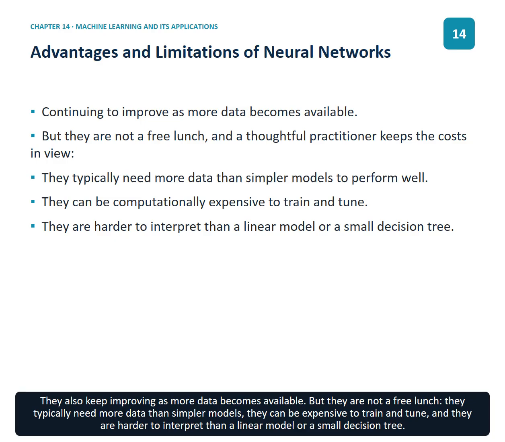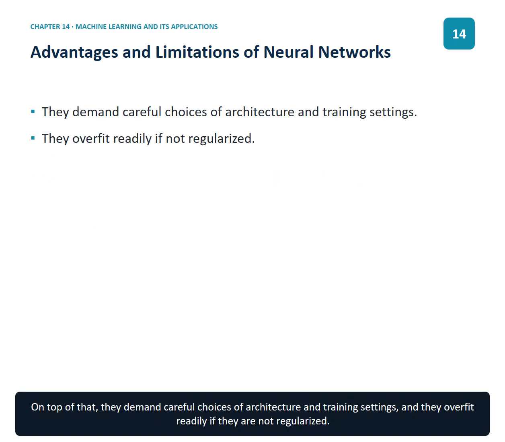They typically need more data than simpler models. They can be expensive to train and tune, and they are harder to interpret than a linear model or a small decision tree. On top of that, they demand careful choices of architecture and training settings, and they overfit readily if they are not regularized.